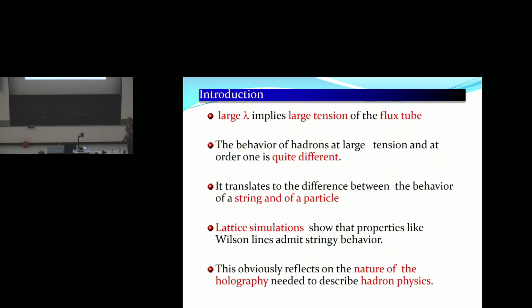Now, what I'll talk about today is mainly the problem with large lambda. Large lambda means that the tension of the flux tube is very big, and it essentially means that we describe a particle rather than a string. I want to argue that that is not a very good description of real-nature hadron physics. By the way, lattice simulations of, for instance, the Wilson line also show a stringy behavior.